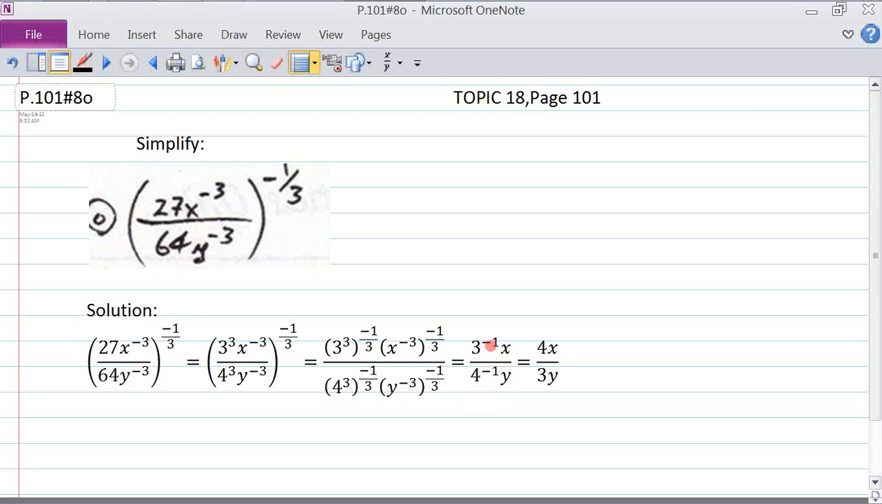Now I just bring 3 to the minus 1 down to the denominator here to make it 3 to the plus 1, and 4 to the minus 1, bring it up here to make it 4 to the plus 1. And that's because I do not want to leave the problem with negative exponents here.